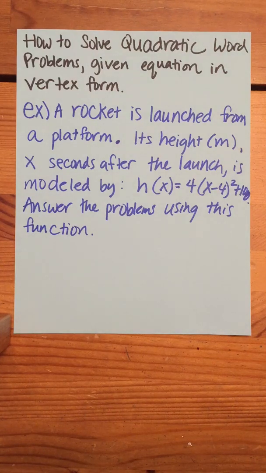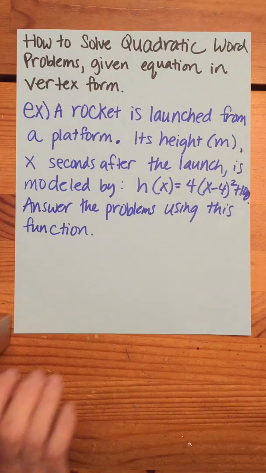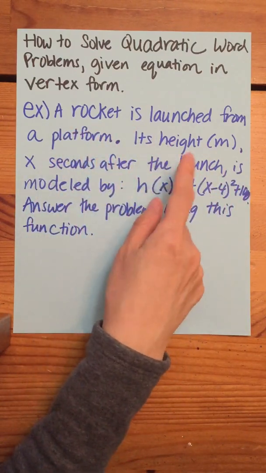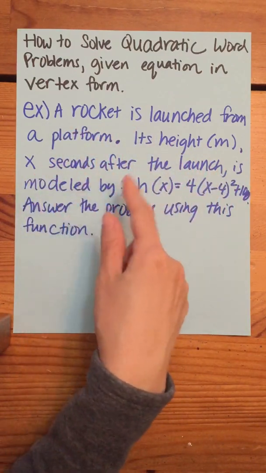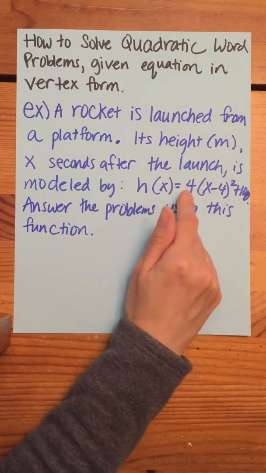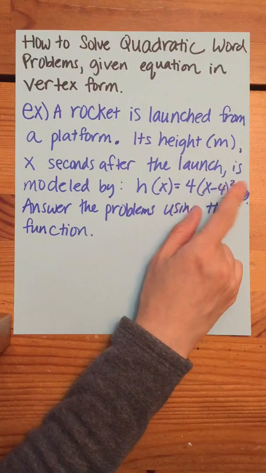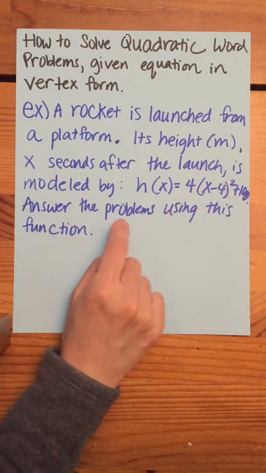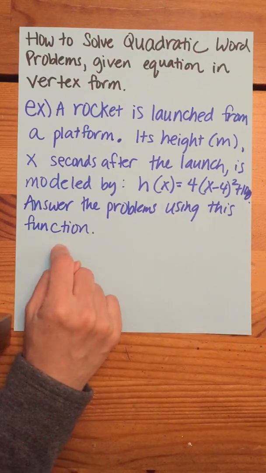Okay, so I'm going to talk about how to solve quadratic word problems given an equation in vertex form, and we're going to use a rocket example. The example is that a rocket is launched from a platform. Its height in meters x seconds after the launch is modeled by the function h of x equals 4 times quantity x minus 4 squared plus 100. Answer the problems using this function.